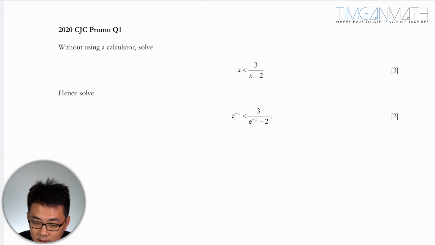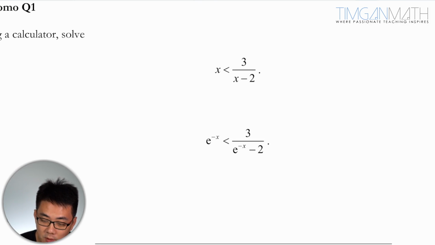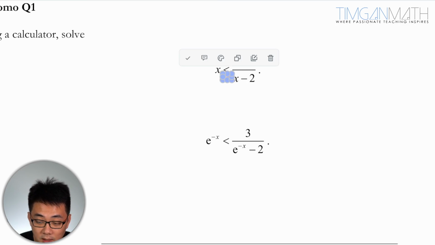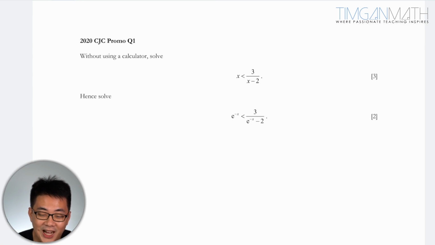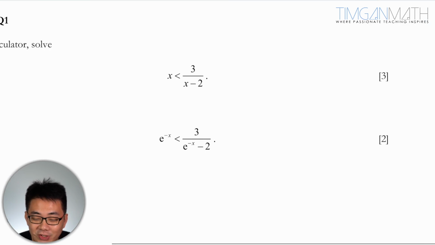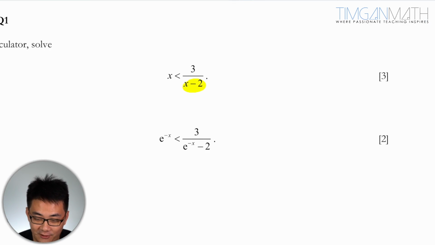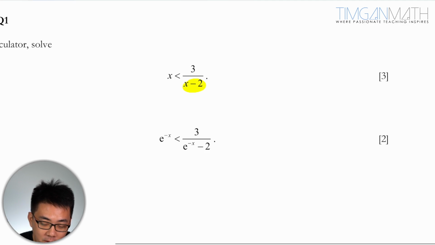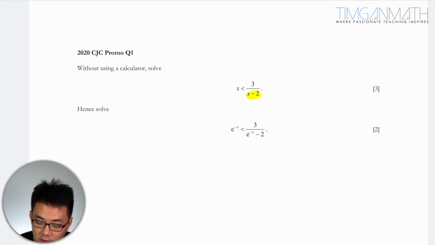Now the first thing is, some students may think that you can cross multiply. You can't do that. That's the number one cardinal sin. You can't do that because you're not sure whether x minus 2 is a positive or negative value, okay? But let me give you an illustration here. You could actually do this.